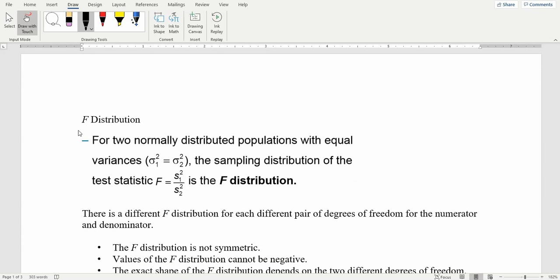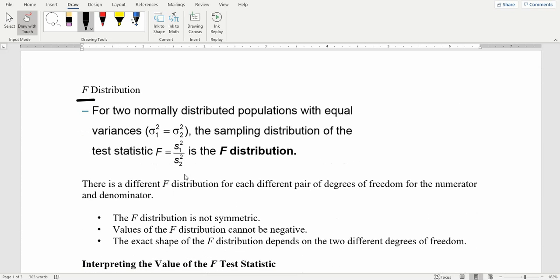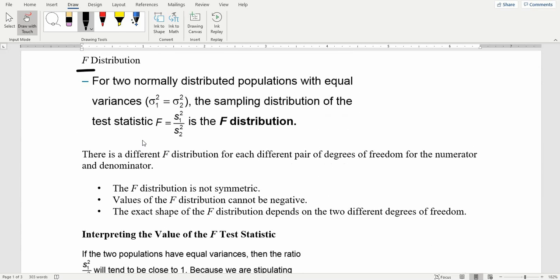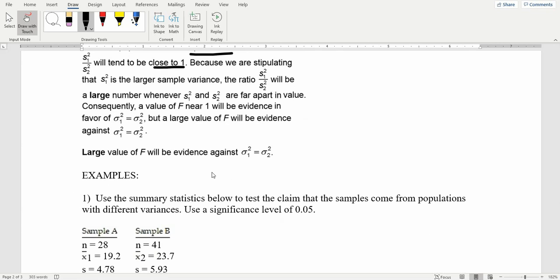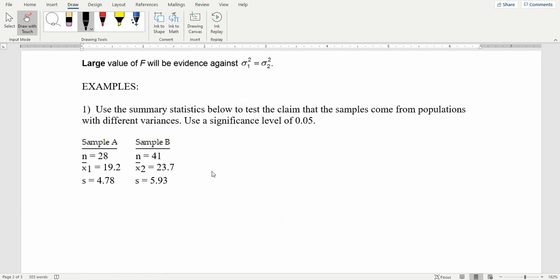We are using the F distribution. This is a little bit different, and the main difference is the fact that our test statistic is this right here. So it's a division. If they have equal variances, that means that the ratio of the two variances will tend to be close to 1, because any number divided by itself is 1. So if they're equal, then the ratio should be equal to 1. But we're not going to assume that they're going to be equal. I mean, they could be, but chances of that happening are not very good. So let's do some examples so you can see where that 1 could come into effect.